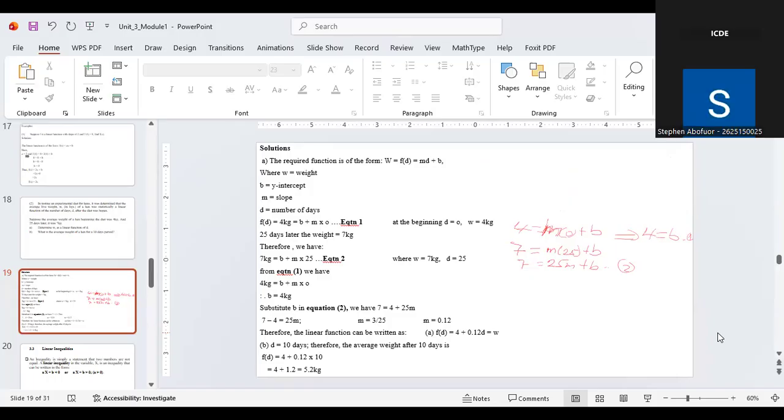Yes, sir. I'm just trying to do some analysis. From 0 days, the hen had 4 kilogram weight. Then 10 days later, it moved from 4 to 5.2. Then 25 days later, it moved from 5.2 to 7 kilograms. I think the movement is a bit small as compared to the number of days. That's just an outside analysis.